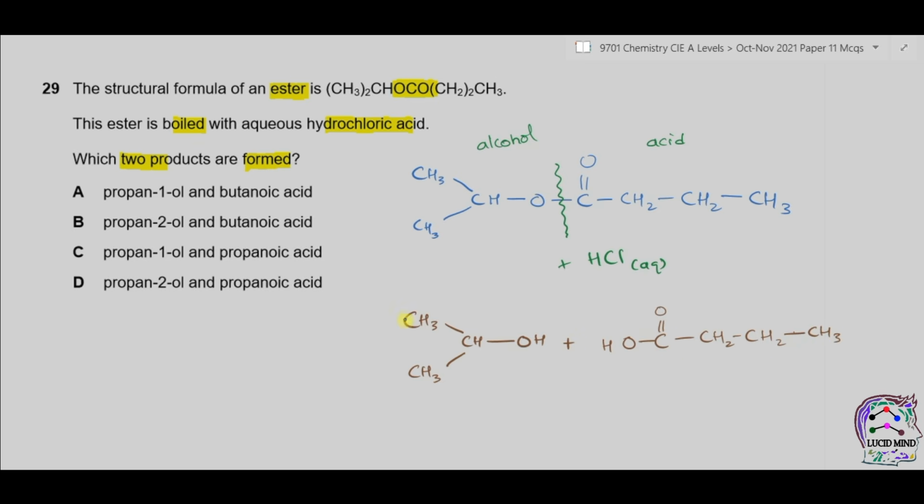Now let's name these two. We have 1, 2, 3 carbon atoms in the long chain, and on second carbon atom we have alcohol. So for 3 carbon atoms we use propane, and as on second carbon we have alcohol, so it is 2-ol. So we have propan-2-ol. Similarly, naming this one, we have 1, 2, 3, 4 carbon atoms in the long chain, so it is butanoic acid. Correct answer is therefore B.